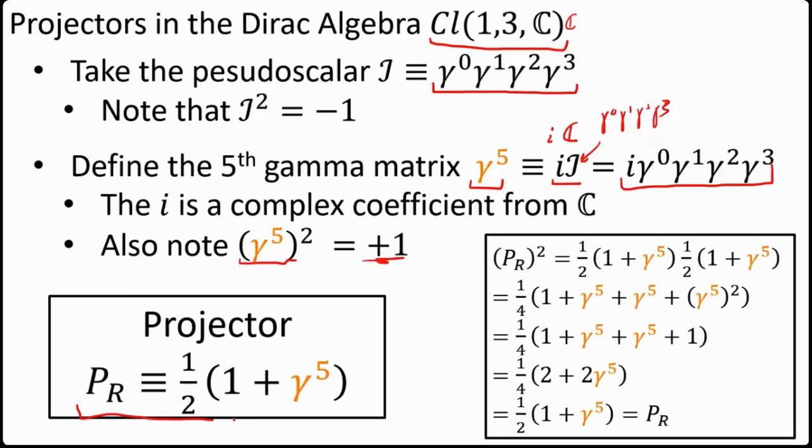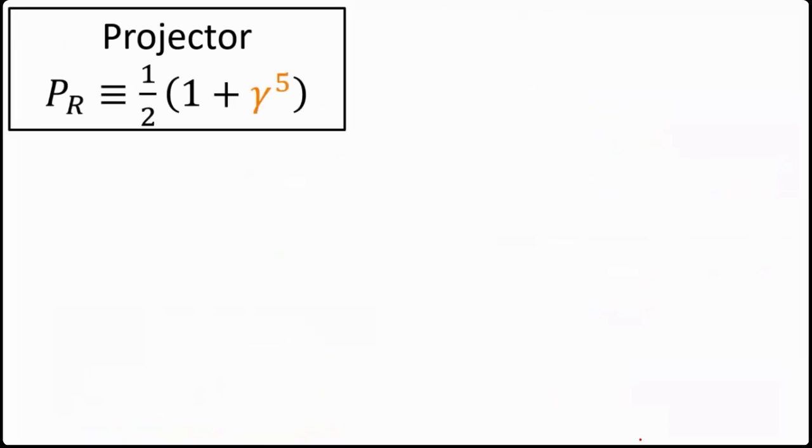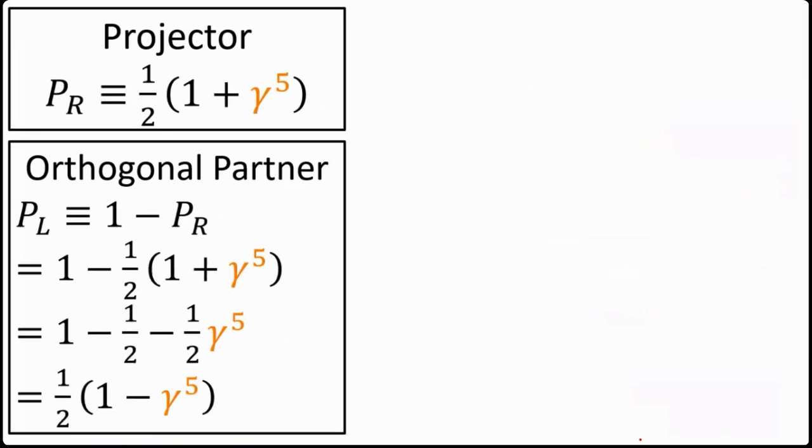So yeah, this almost looks exactly like our sigma z projector. We've just put gamma 5 in here instead, and the proof is the exact same. We get 2 of each, the 2's cancel with the quarter, so it's a projector. And its orthogonal projector is this left one.